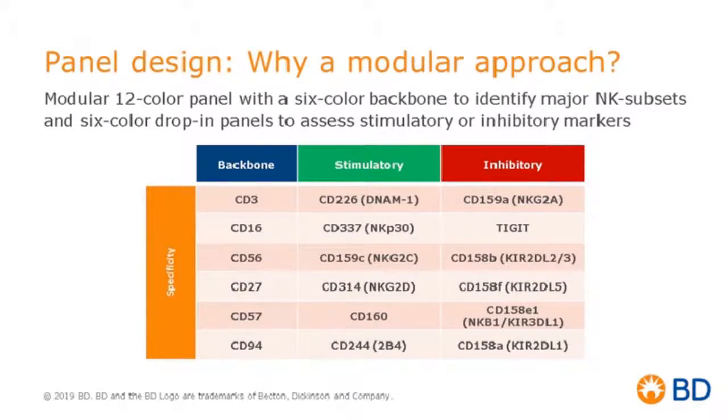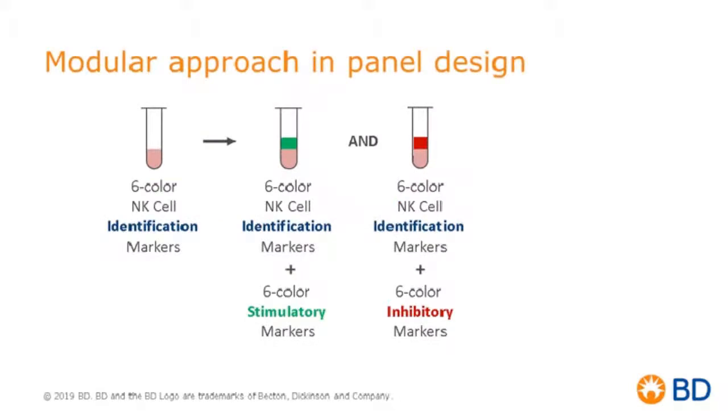To this panel, we can add 6 additional markers. There can be a selection, for example, of stimulatory receptors, like the ones illustrated in this table, or inhibitory receptors. And this approach has the advantage of providing flexibility. So we are maintaining the core of major NK cell identification markers. Then we can add 6 colors for stimulatory markers, 6 colors for inhibitory markers.